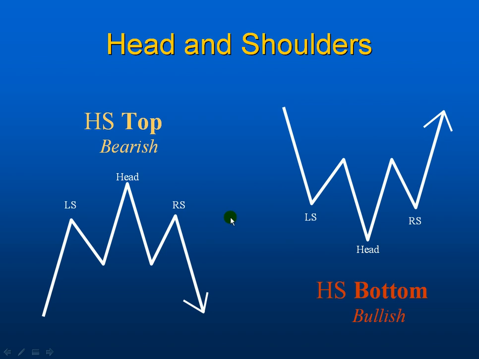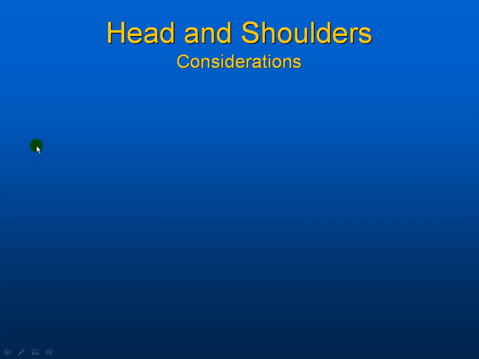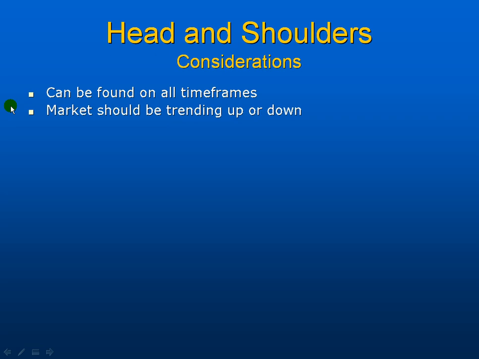The head and shoulders top is a bearish formation, suggesting that price will start to trend down. The head and shoulders bottom forms a base, suggesting that the next trend is going to be up. Head and shoulders considerations: they can be found in all time frames. The market should have a very clearly definable trend, either up or down.